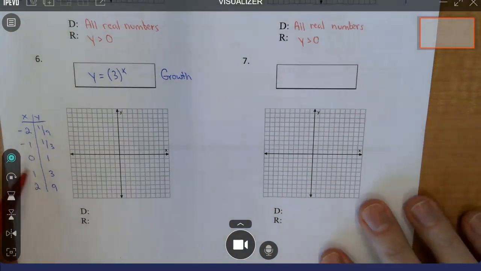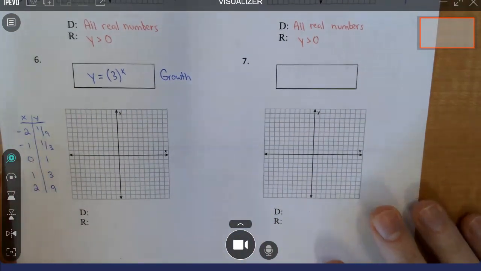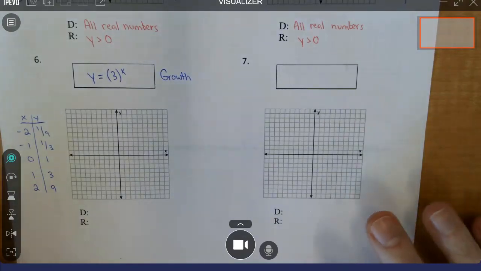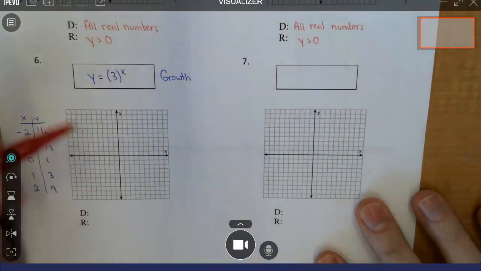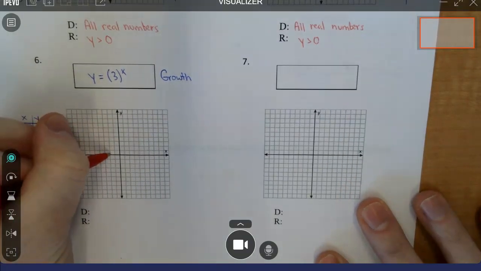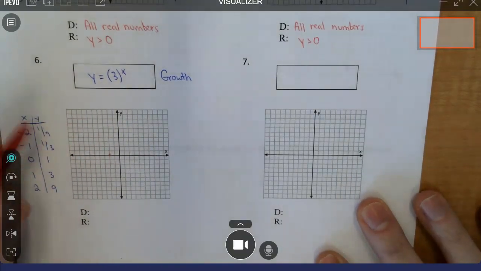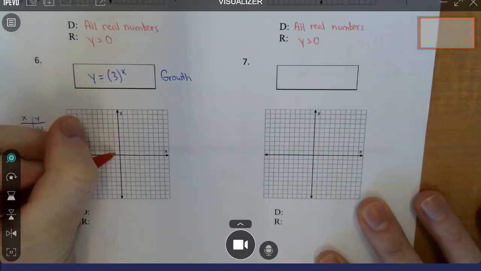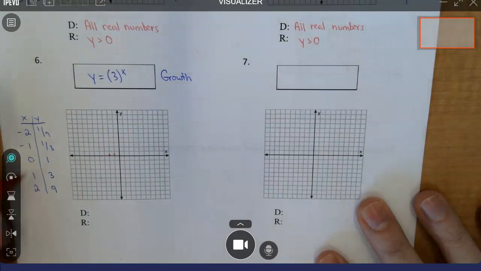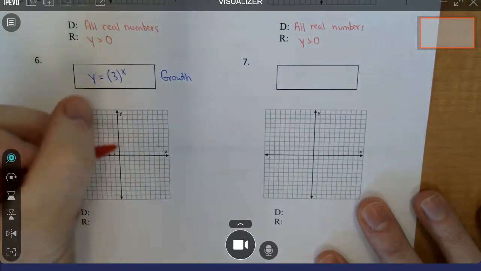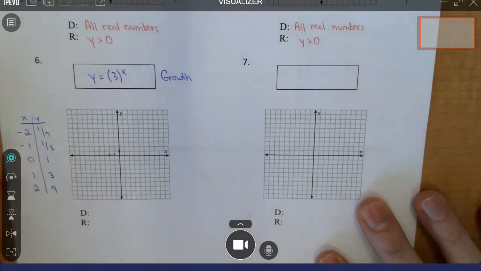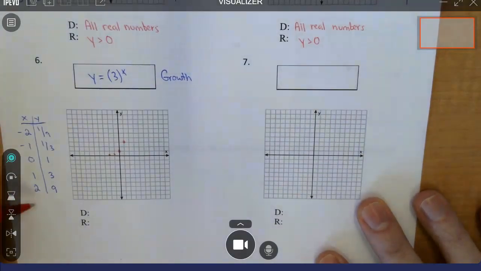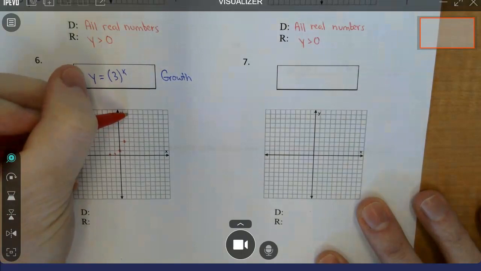Remember, these are not the only 5 points that exist on the graph. There's an infinite number of points. This graph goes forever. But these are the easiest 5 to graph. So -2, 1/9, that's way down here. It's just barely above the y-axis. And then -1, 1/3, that's also just barely above the y-axis. Then we have 0, 1, that puts us there. 1, 3, now we start to get a little bit of movement. And then 2, 9. That's going to be way up here.